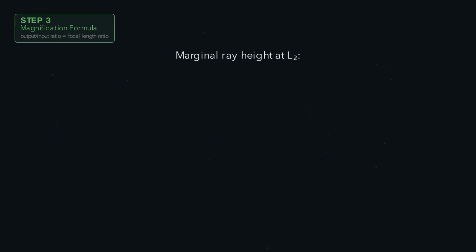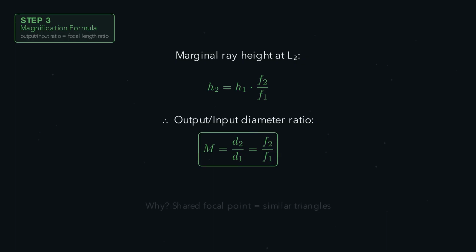Now for the key formula. By tracing a marginal ray through the shared focal point, we can show the output diameter equals the input diameter multiplied by f2 over f1. So the magnification of the beam equals the ratio of the focal lengths.